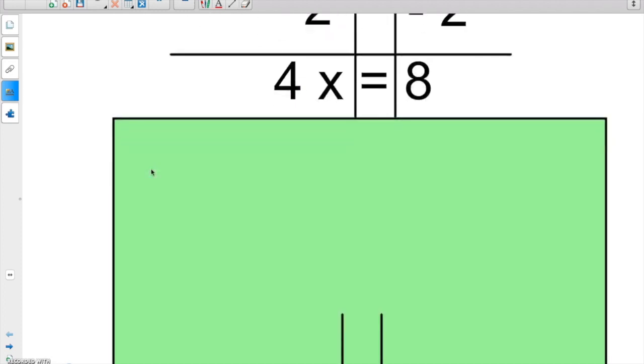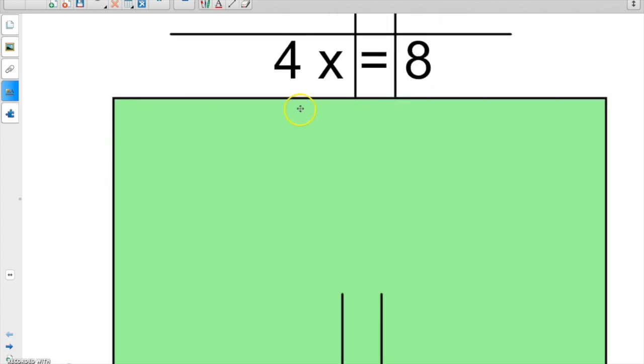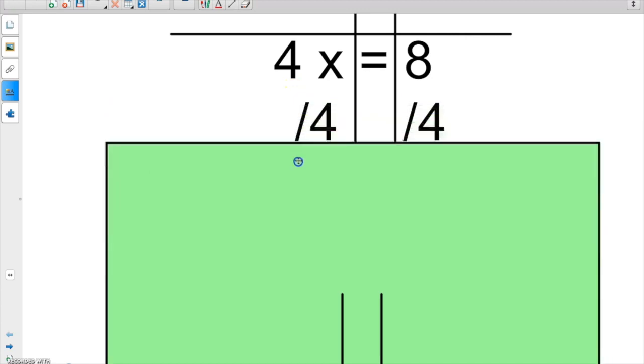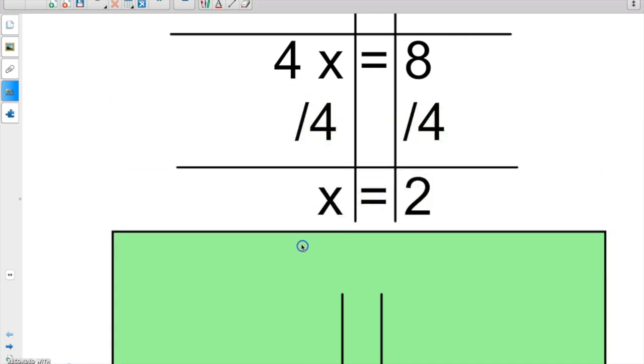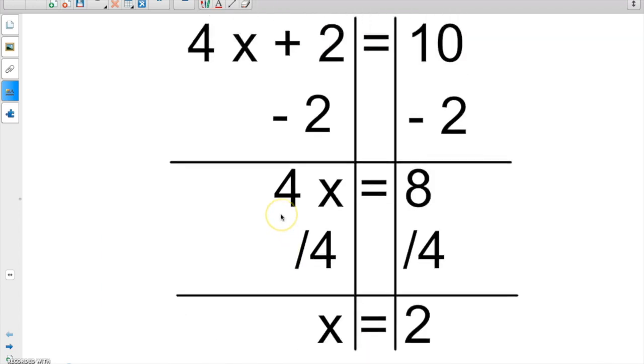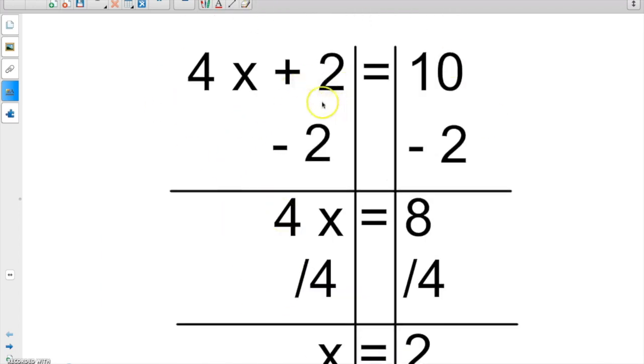Our next step, we know since we multiplied here, we would want to divide by 4, which would leave us with x equals 2. So now we're going to follow this general procedure here. We subtracted the number alone and then divided the coefficient in order to solve for x.